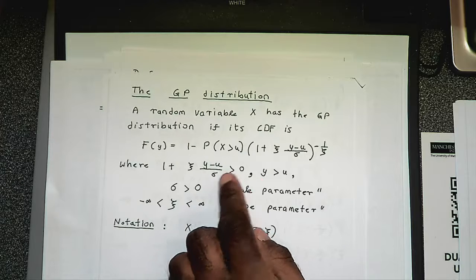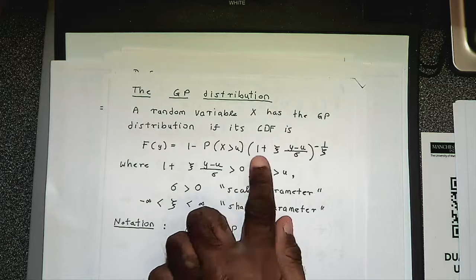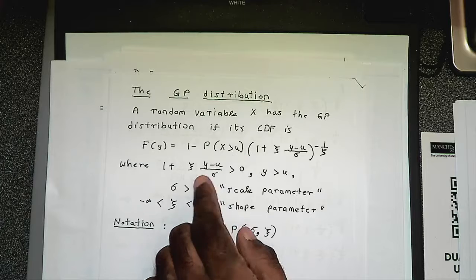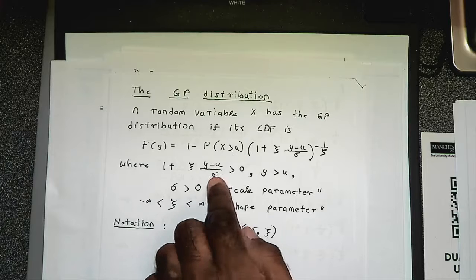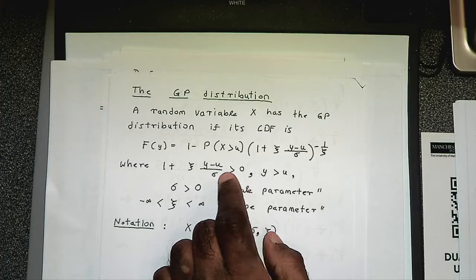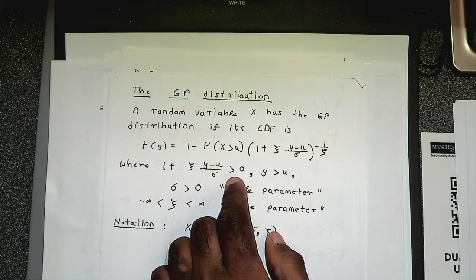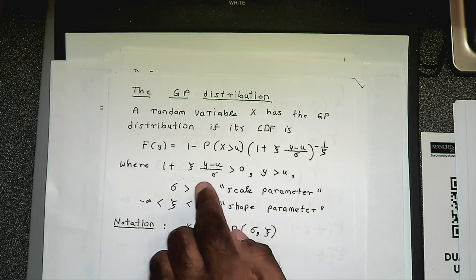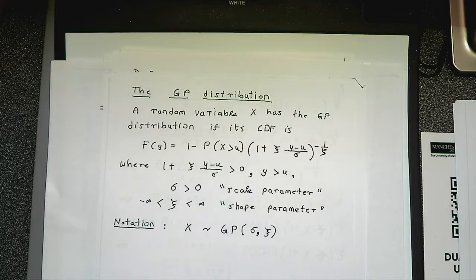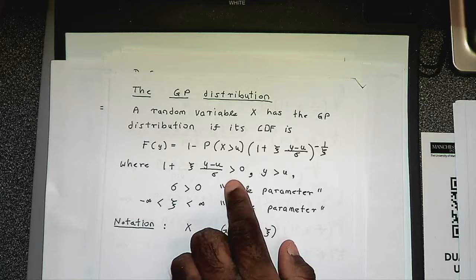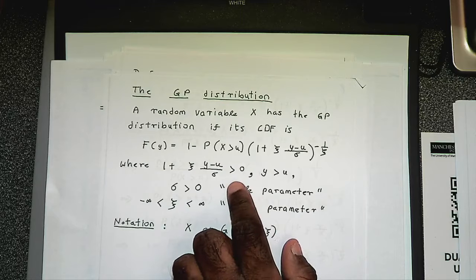Good question, Robert. This is different from the normal Pareto because the domain is defined differently. For the normal Pareto, usually y is greater than 0. Whereas here, the domain of y, which I will talk about in a minute, depends on these two conditions.